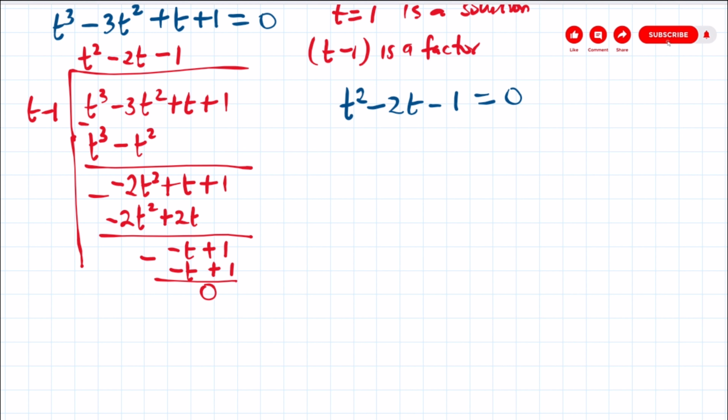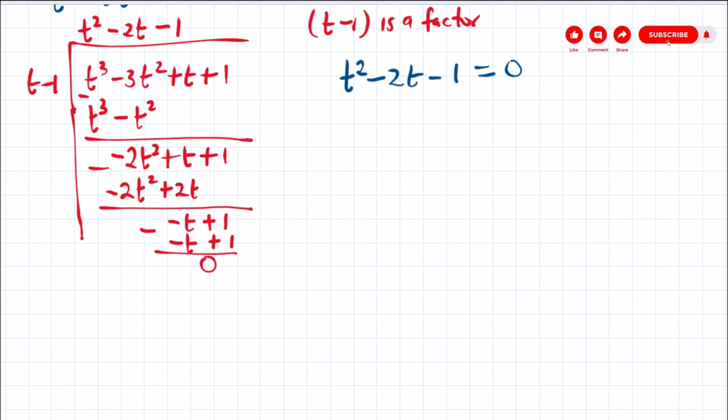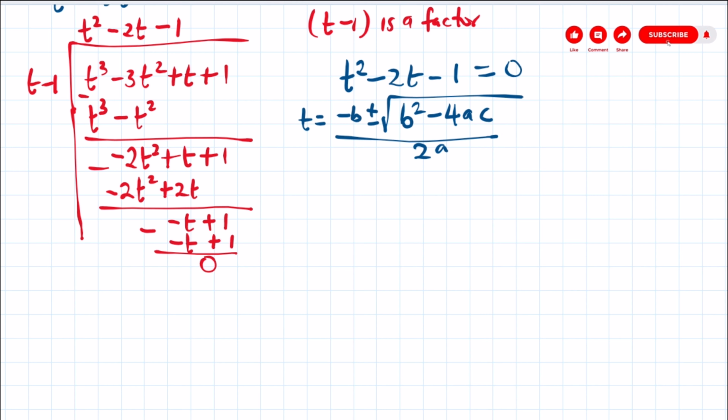Remember, we already got that t equal to 1 is a solution. So we want to get the other two solutions to this particular question we're solving. So let's use the general quadratic formula to solve this. The general quadratic formula says t is equal to minus b plus or minus square root of b squared minus 4ac all over 2a. So here we have that a is equal to 1, b is equal to negative 2, and c is equal to negative 1. So let's substitute this.